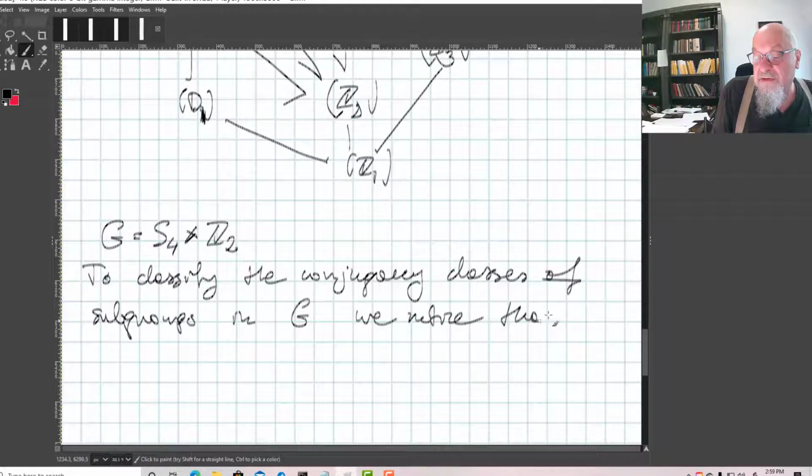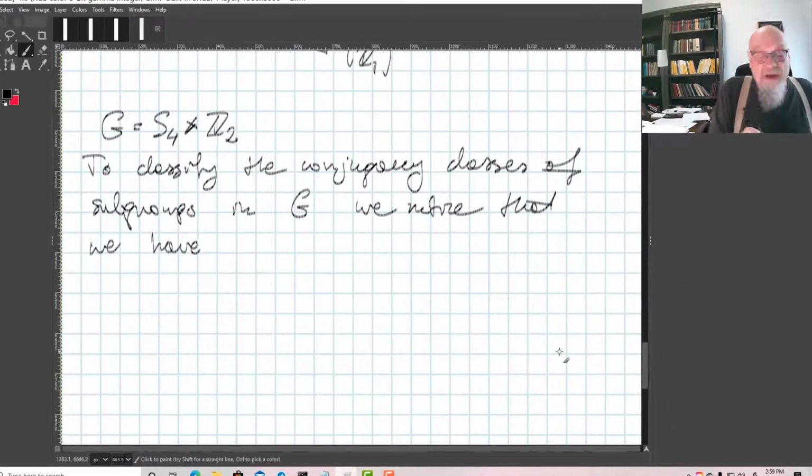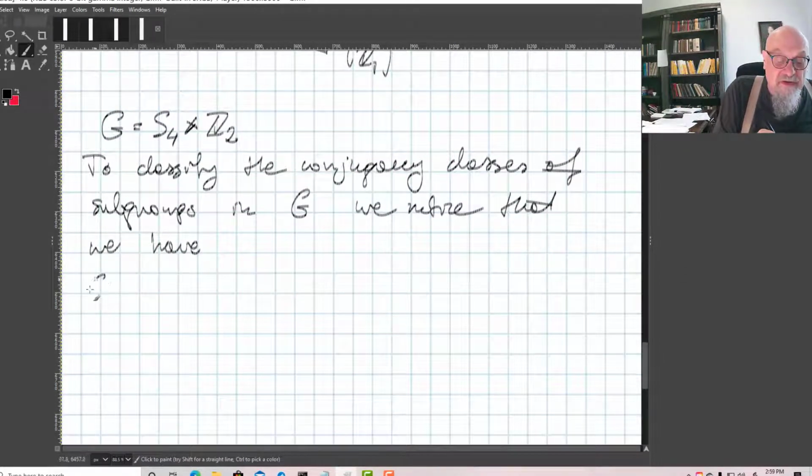We notice that we have either product groups, so let me just list them. We'll write it down. That means G itself is S4 product with Z2.